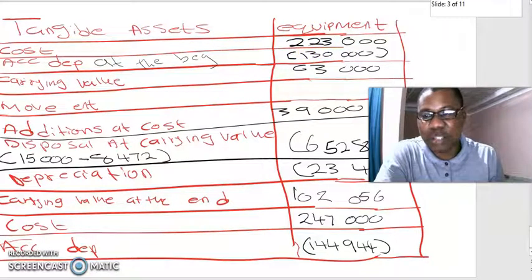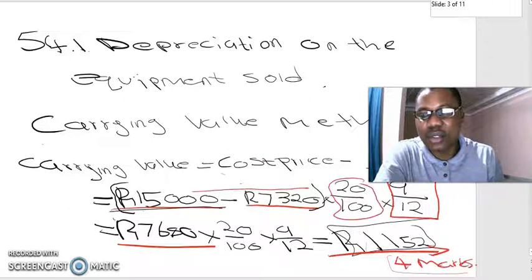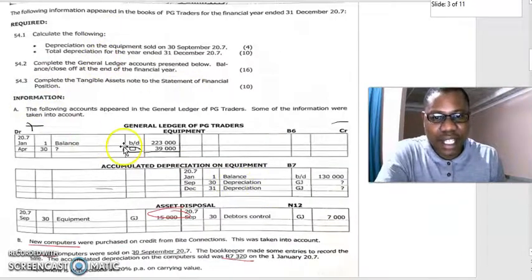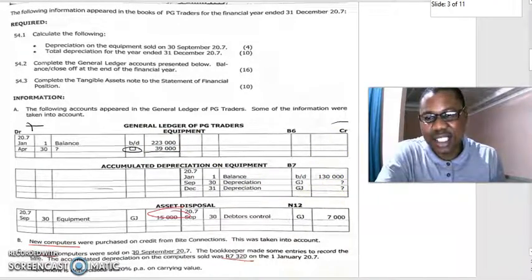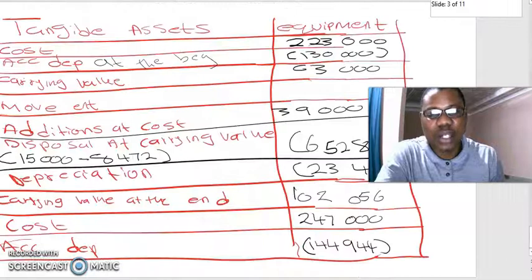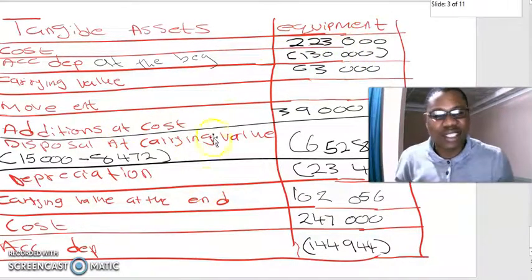We go back to that question paper here. In the equipment, our balance brought down, the cost is 223,000, and the accumulated depreciation, the opening balance, is 130,000. So you see, these things are so straightforward, right? We take our cost price and subtract the accumulated depreciation. That's how the carrying value is calculated: cost price minus accumulated depreciation. Simple as that.